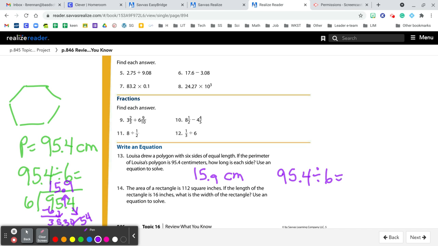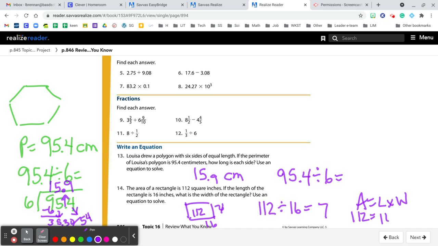The area of a rectangle is 112 square inches, the whole area. If the length is 16 inches, what's the width? We'll take 112 and divide it by 16. And we're going to get 7. Because we know area equals length times width. And if I know my area is 112 and I know my length is 16, I'm using that simple algebra to help me figure that out.